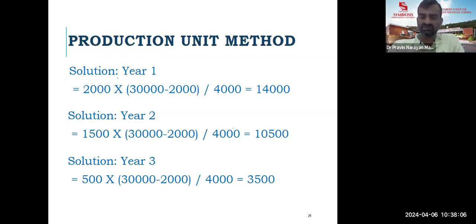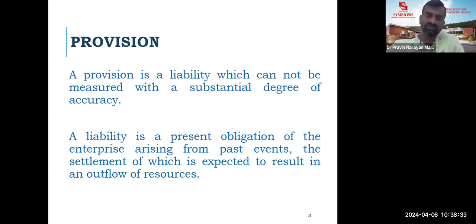That amount will be considered as depreciation. Third, machine hour: the number of hours will be considered for calculating depreciation on the asset. Fourth, production unit method: the number of units produced by the machinery will be considered for calculating the depreciation. Now let's understand these four provisions quickly.